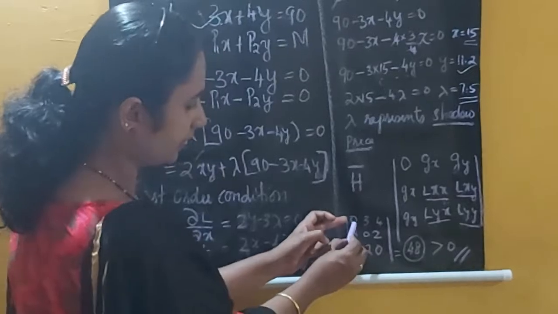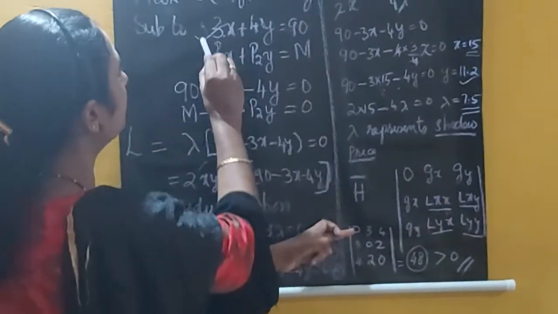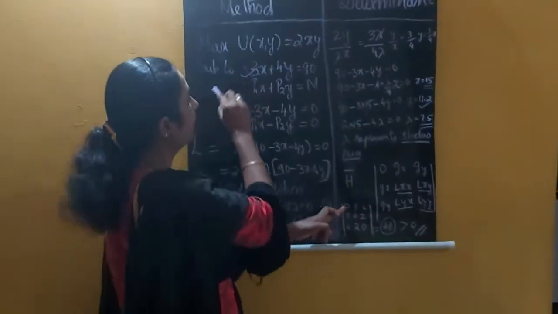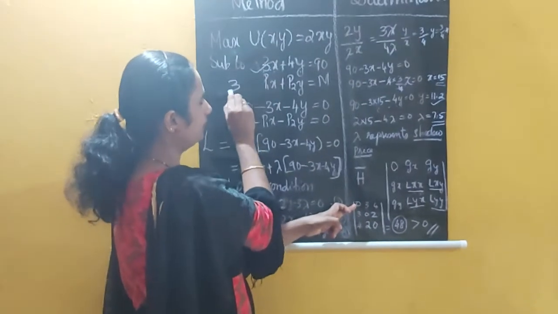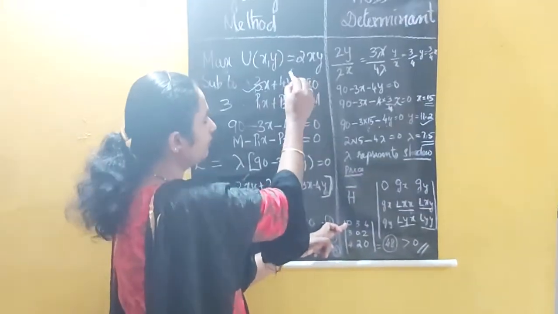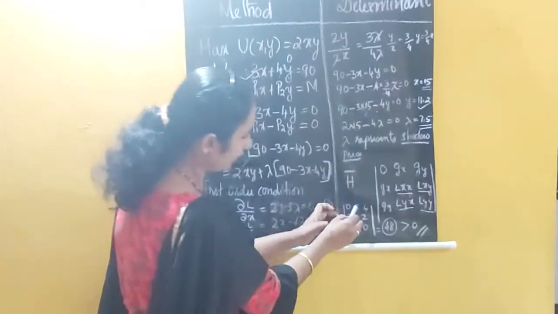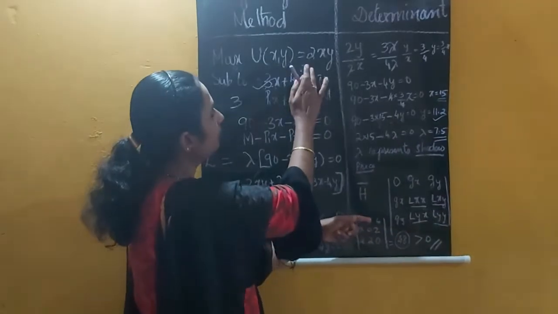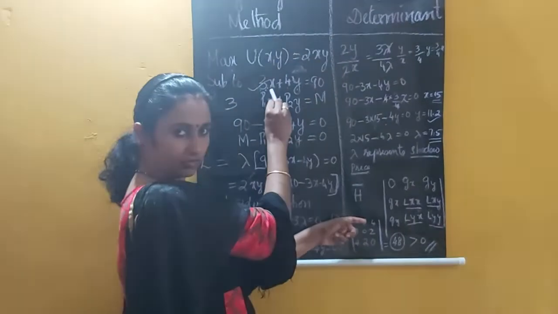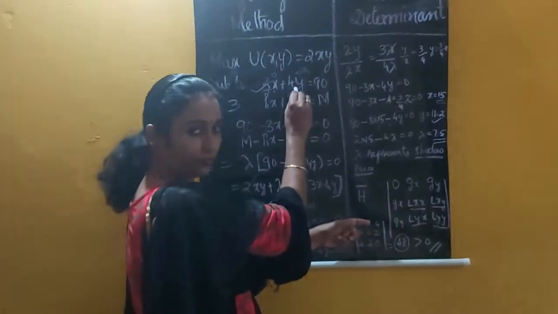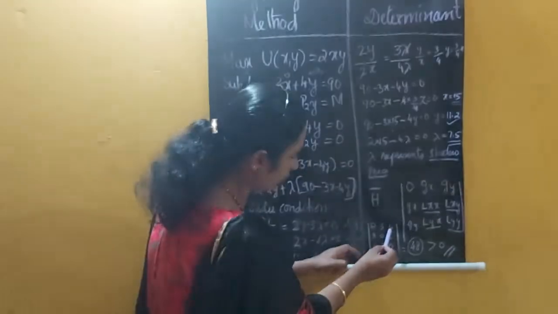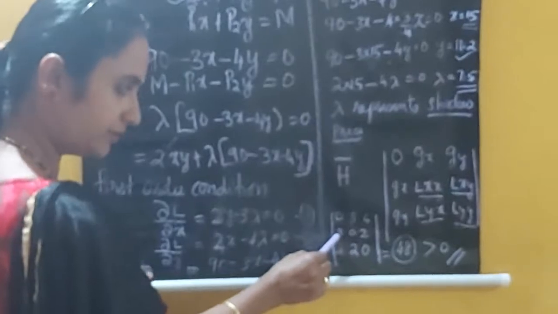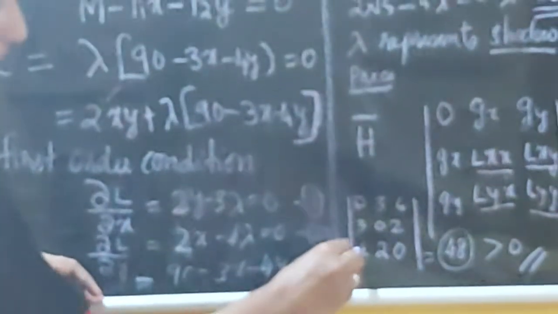First we will put it as 0, and gx, that is the first order differentiated value of 3x plus 4y with respect to x. 3x with respect to x is 3. 4y is a constant, so it will become 0. So 3. Then the differentiated value with respect to y: 3x is a constant, so it will become 0, plus 4y with respect to y is 4. Again here bordering, gx is 3, gy is 4.